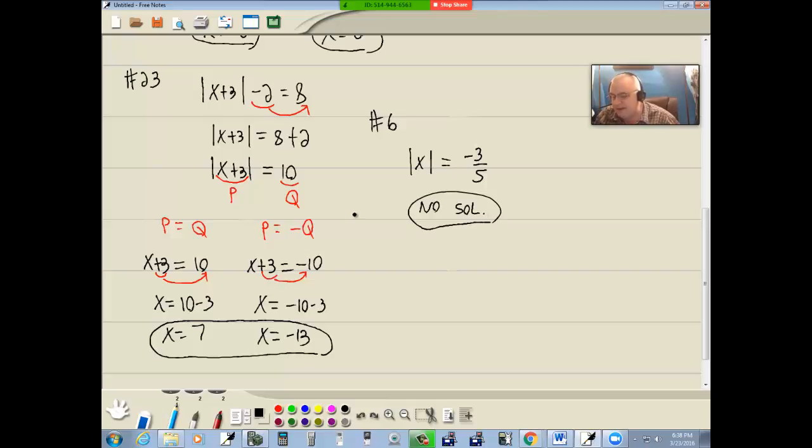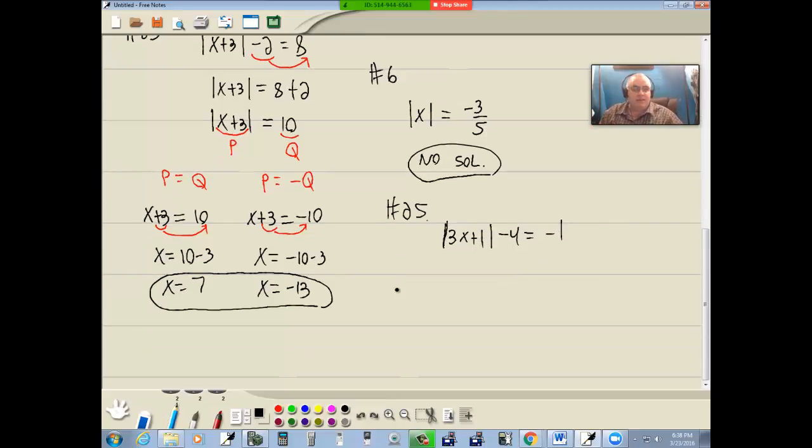Now you have to be careful on that. Let's see. Number 25. I won't actually finish it, but I'll start talking about it. We got the absolute value of 3x plus 1 minus 4 is equal to negative 1. Now you might look at this problem and say, well, it's equal to a negative number. And you said if it's equal to a negative number, it's automatically no solution. But notice that the absolute value is not by itself. I need to get this negative 4 and move it to the right side. Basically add 4 to both sides. Now when I do that, the negative 4 becomes a positive 4.